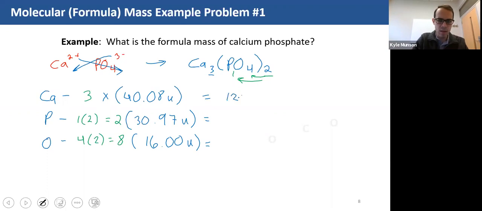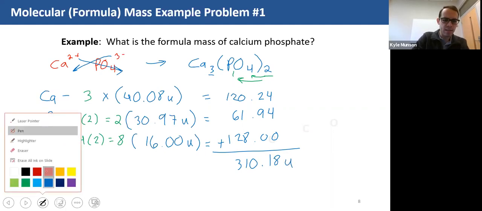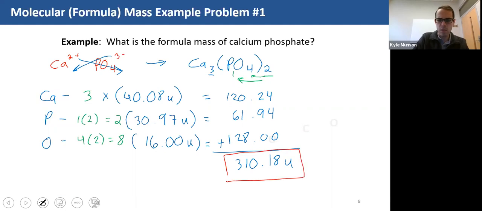So 120.24, that's what I have here, 61.94, and about 128.00. Okay, so let's add this up. And when I do, I get 310.18 U. So this is the mass, the formula mass of calcium phosphate. Okay, this is the formula mass.